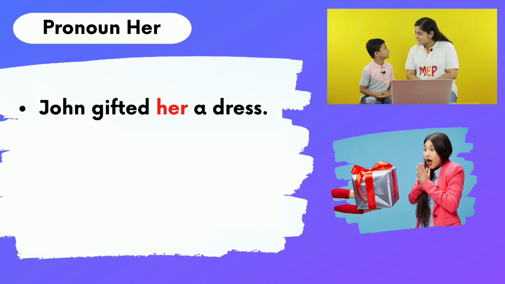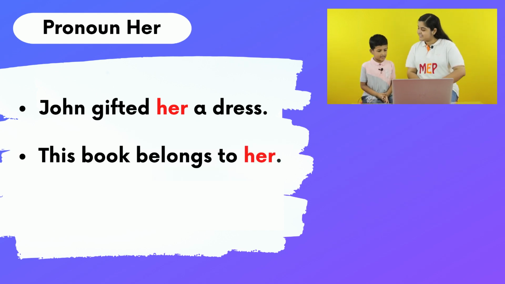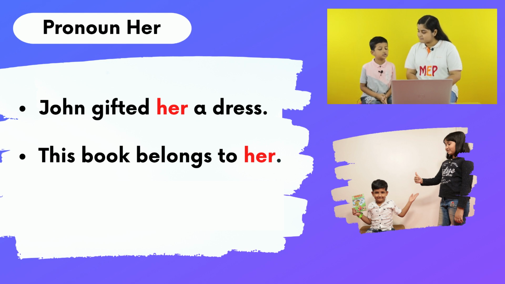Now I understood. Rudy, read the second example. This book belongs to her. Correct. So again in this sentence, we have used the pronoun her because pronoun her is receiving the action and it is used in place of third person singular female.